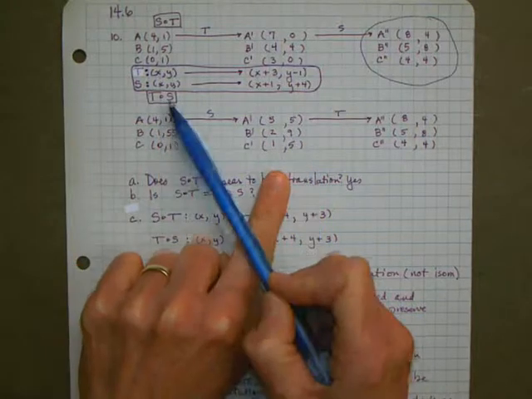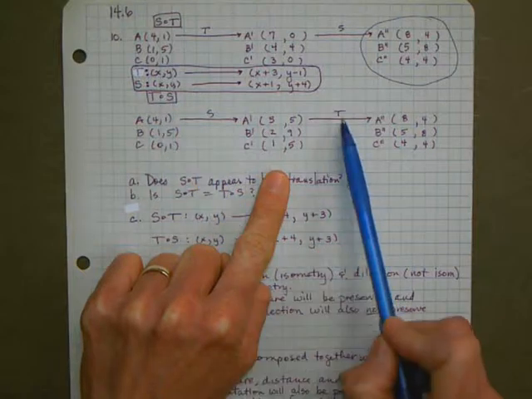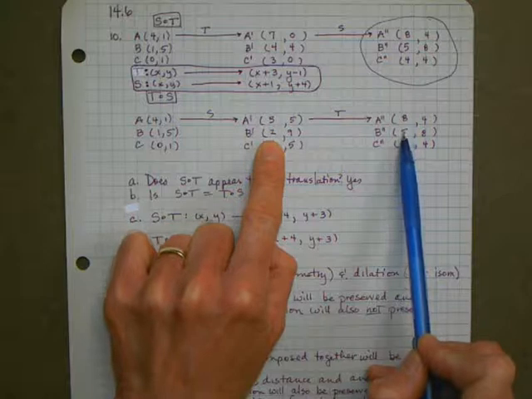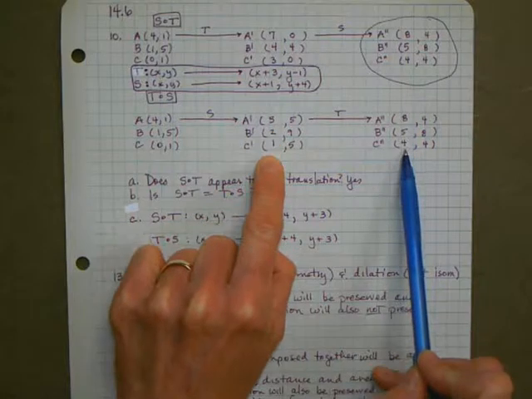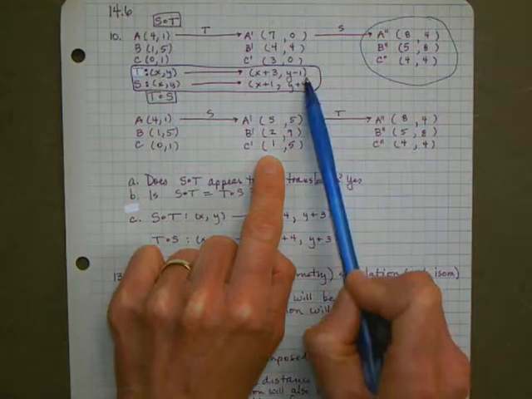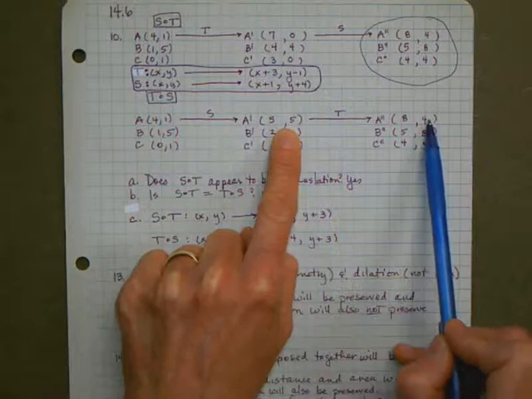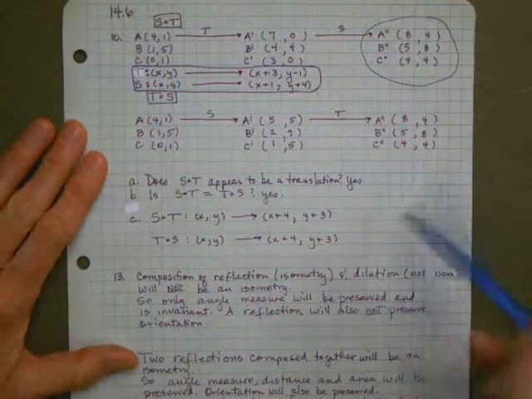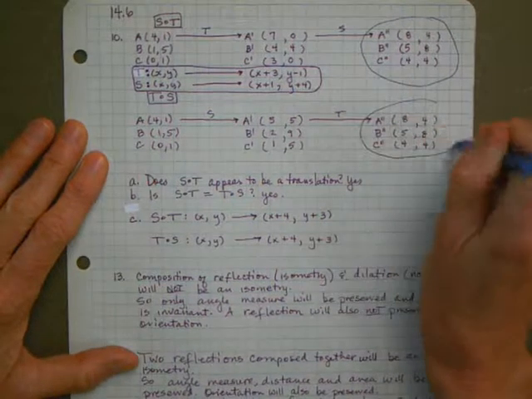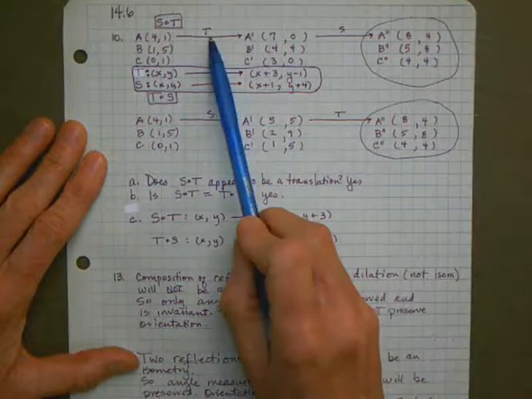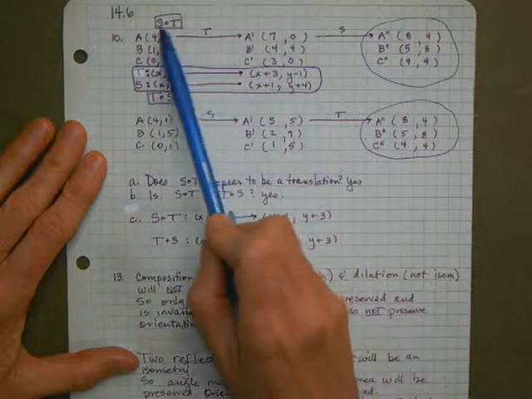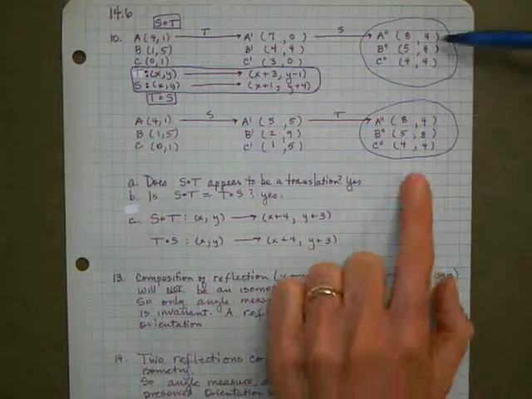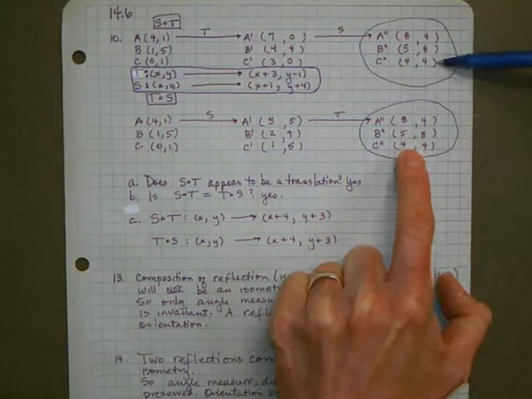Now, after I've done S, followed by T, translation T adds 3 to all the x's. 5 plus 3 is 8, 2 plus 3 is 5, 1 plus 3 is 4, and translation T takes 1 away from all the y's. 5 minus 1 is 4, 9 minus 1 is 8, 5 minus 1 is 4. Now, what I want us to do is take a look at these final image points under S composed with T, and T composed with S. And what you're going to notice here is that these final image points are the same.